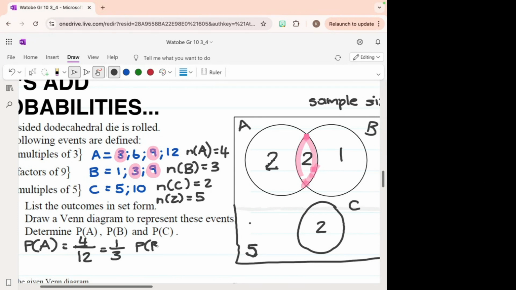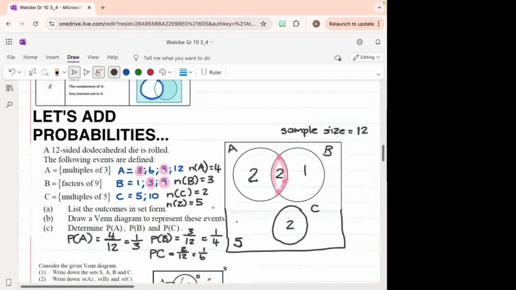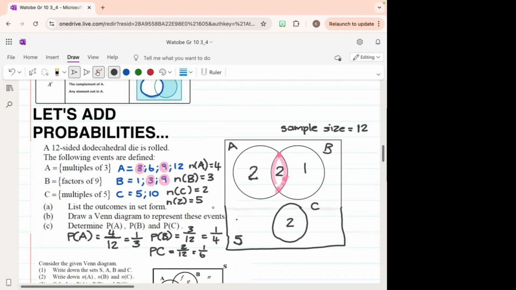Let's do the probability of B. B is 3 over 12. Can we simplify that? Yes, we can. 1 over 4. And finally, let's do the probability of C. Probability of C is 2 over 12, which is 1 over 6. Okay. I'm going to put it all on one page for you. So if you want to take a screenshot, you can.